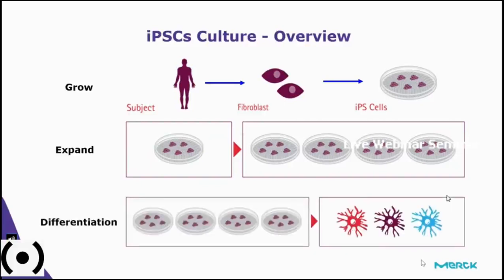By using these iPS cells, you can provide them the right differentiation media, the right environment, so that they can differentiate into whatever you want: neuronal cells, muscle cells, fat cells, bone cells. You have to provide the appropriate growth factors and environment so that they can give rise to that particular cell type. So these are the three major steps: grow, expand, and differentiate.